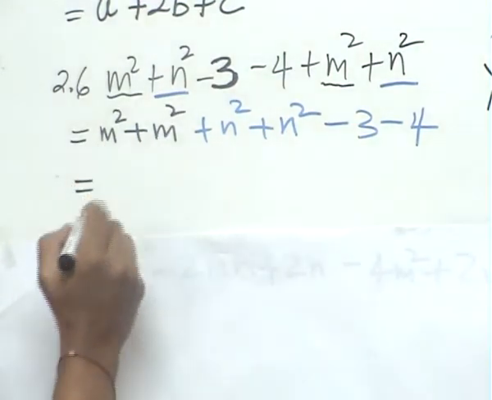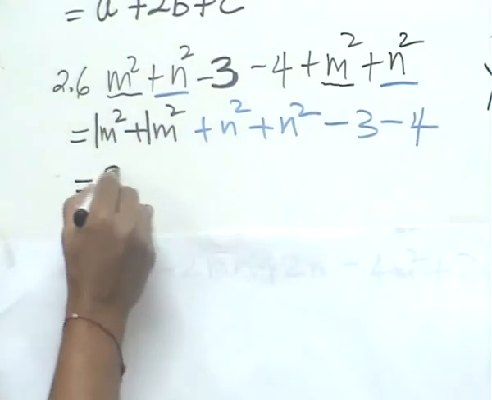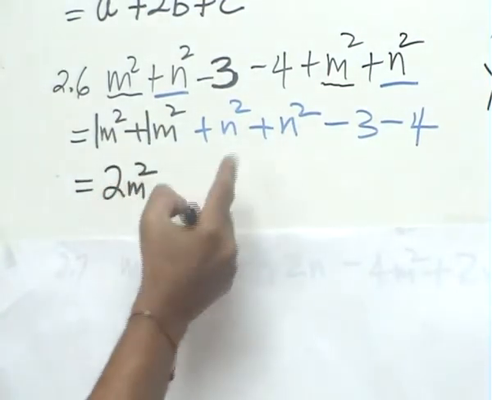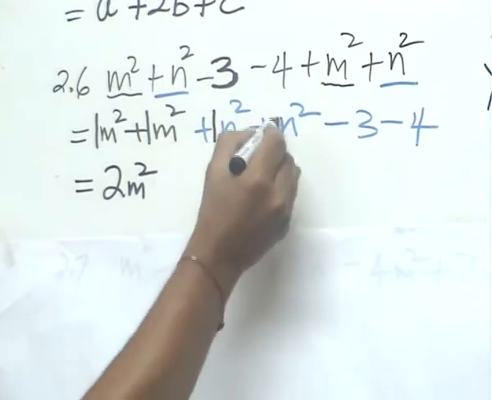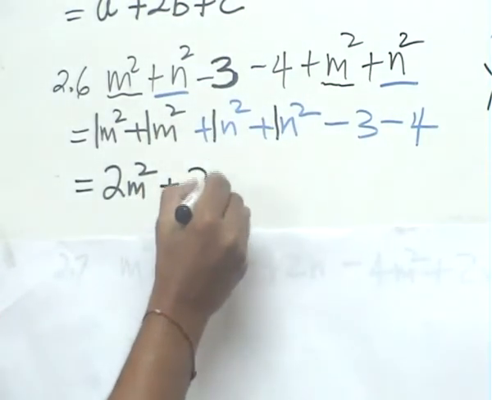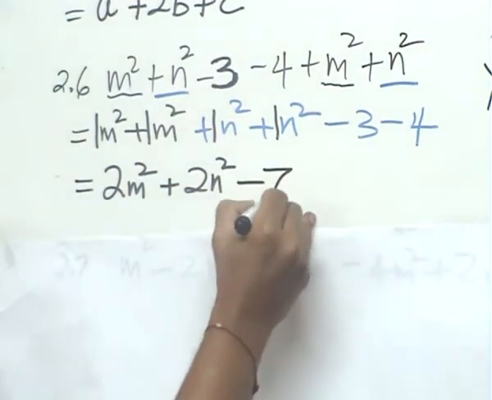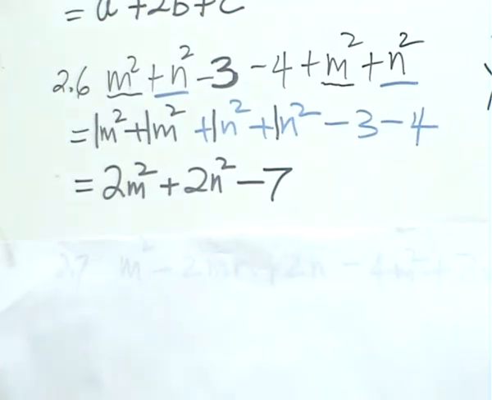Now, m squared plus m squared, remember the ones are understood. 1 plus 1, 2m squared. Once again, the ones are understood. 1 plus 1 will give you 2n squared. Minus 3 minus 4 gives you minus 7.